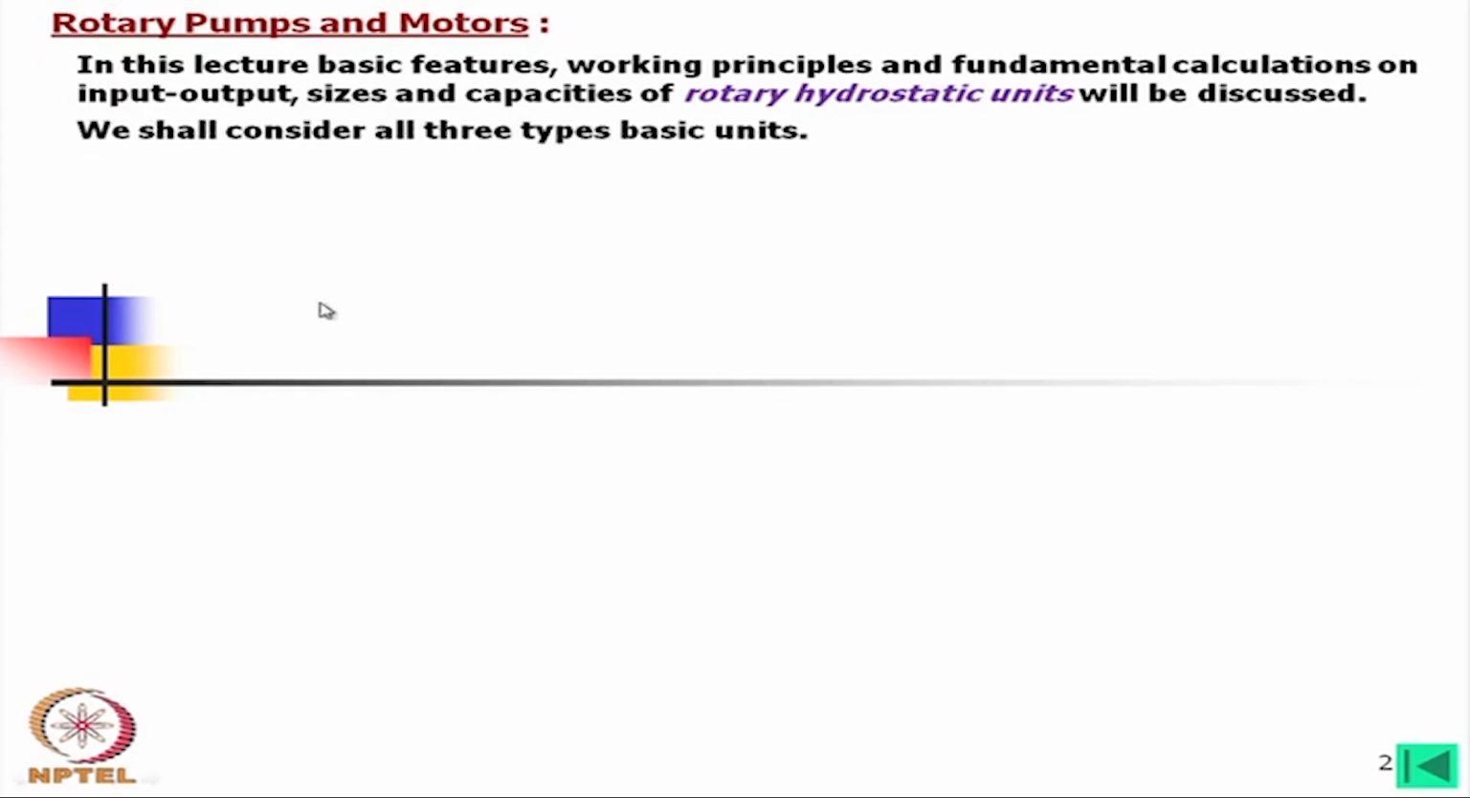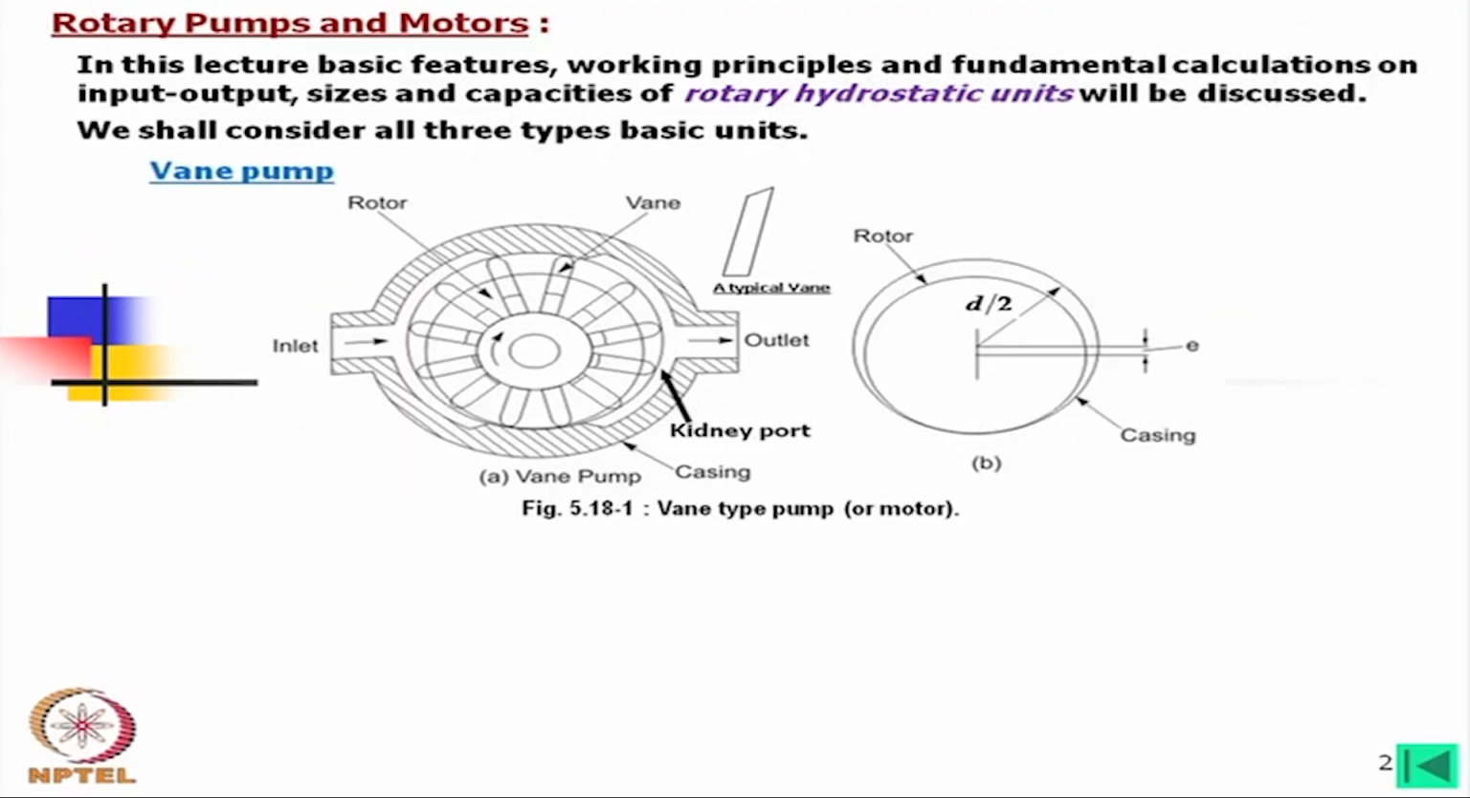Now, we shall consider all three types of basic units. This means that we shall consider vane type, gear type and piston type. First, to start with, the vane pump. In this figure, what we look at is that centrally, on a rotating shaft, there is a cam. This is circular.